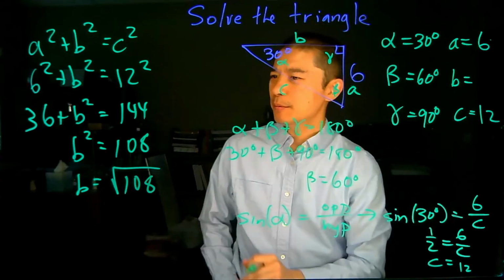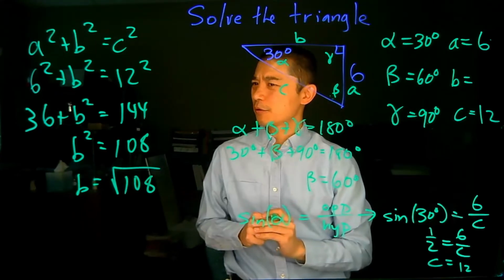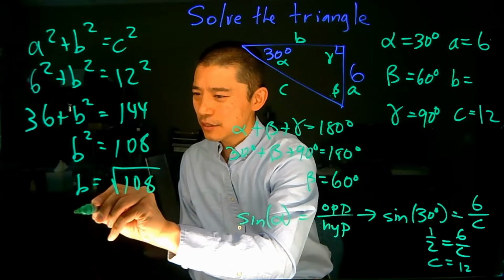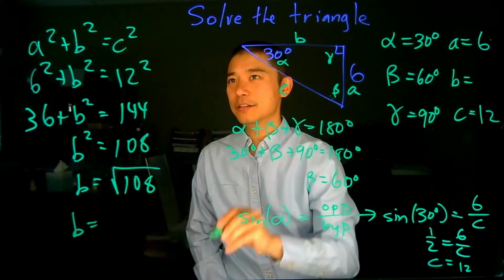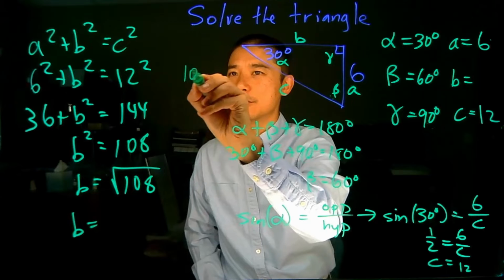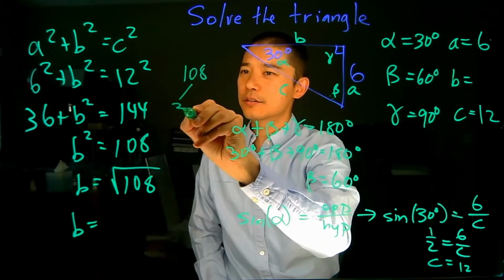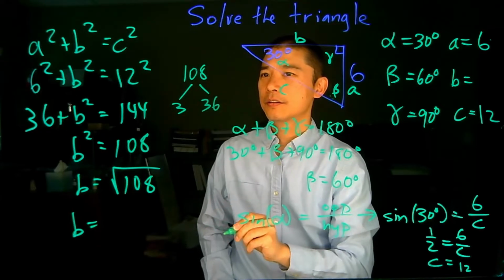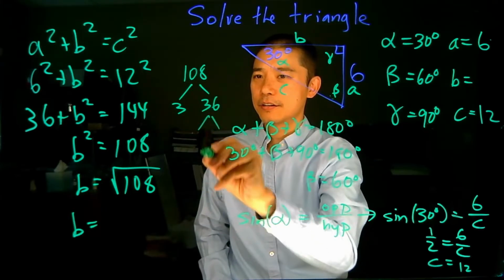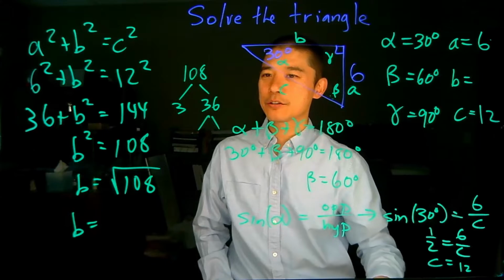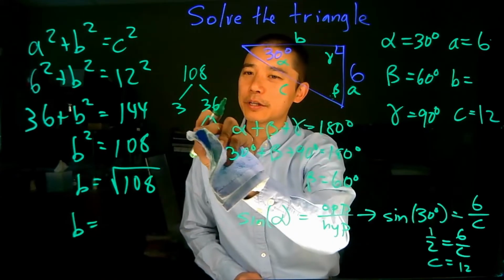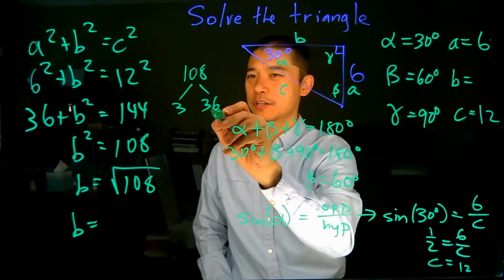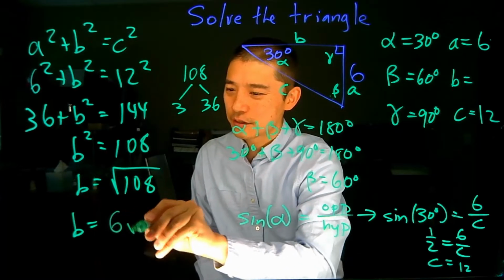Now this is acceptable as it is. We should check to see whether it reduces. We can see that it's divisible by 9. And so there's at least a factor of 3 that comes out. So let's do the calculation here. 108 is 3 times something, 3 times 36. Oh, well, 36 is already square. So we could just do 6 square root of 3. So square root of 108 is square root of 3 times square root of 36. Square root of 36 is 6. So 6 square root of 3.